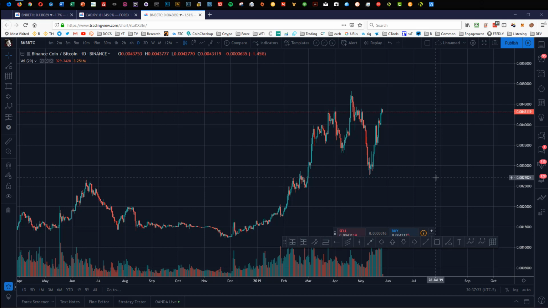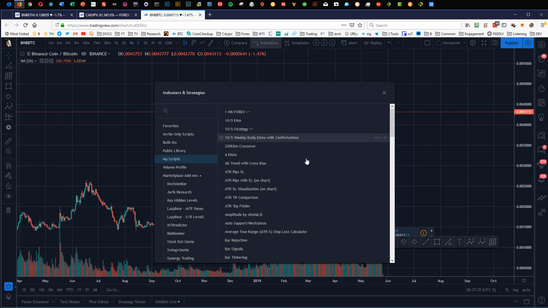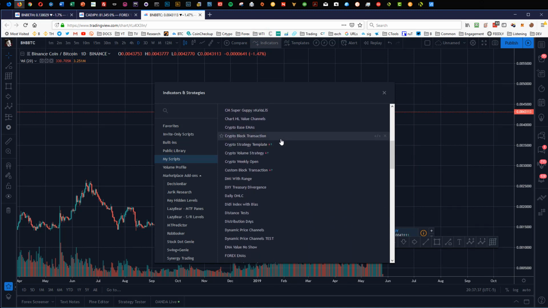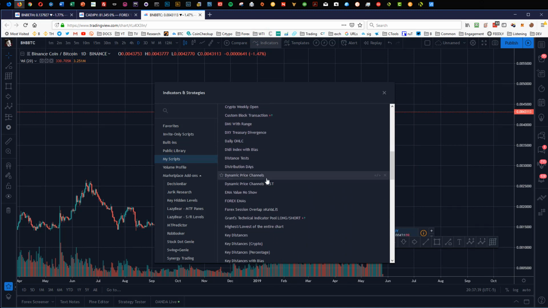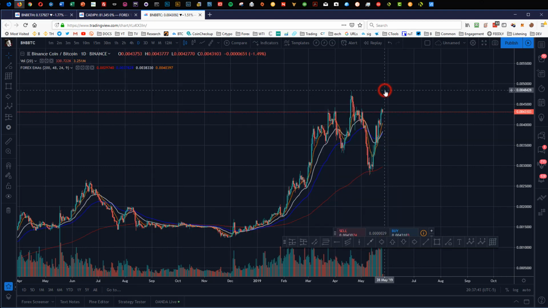Now, how many moving averages? You should have no more than 4. What you really want is a combination of fast moving averages and slow moving averages. I do have an indicator that I just released, which is my Forex recommended moving averages, EMAs. If you go to add indicators and you search for my name, there's the Forex EMAs.